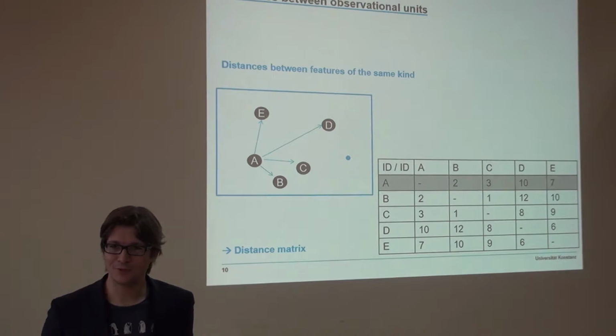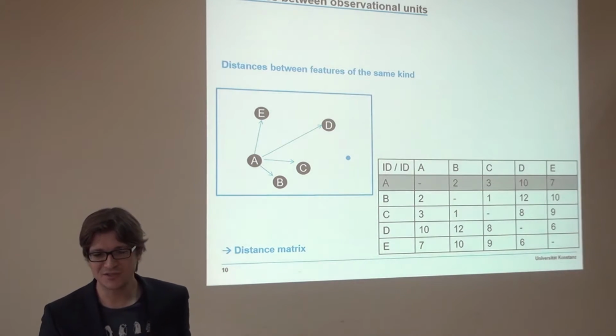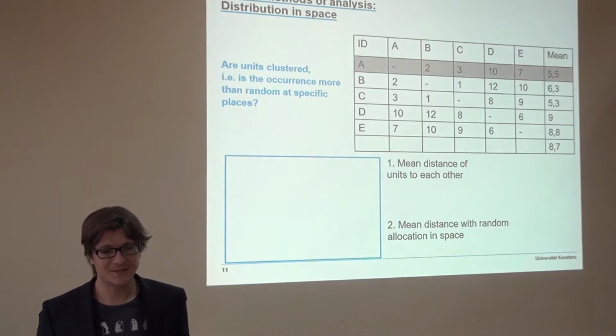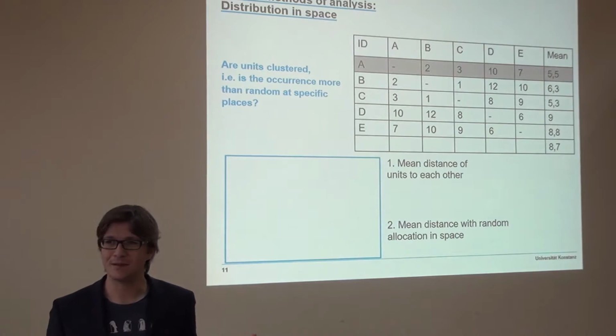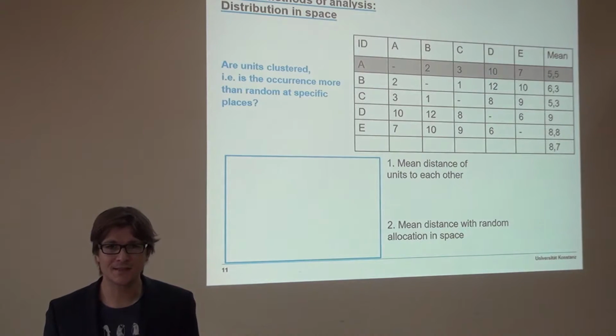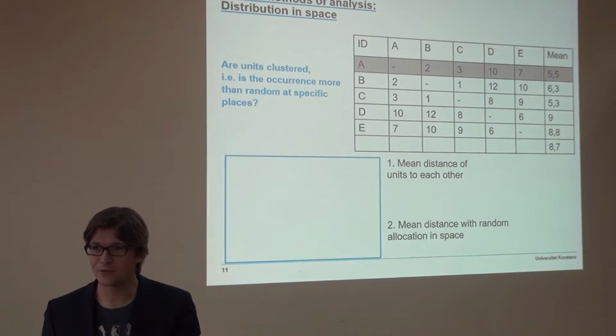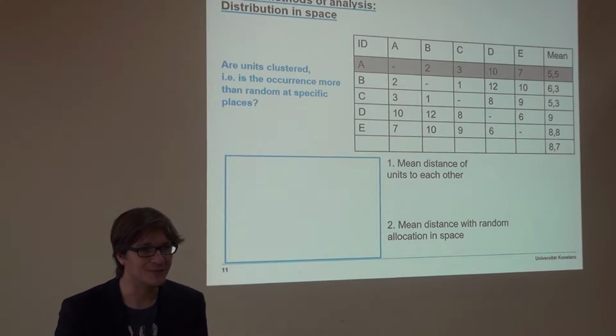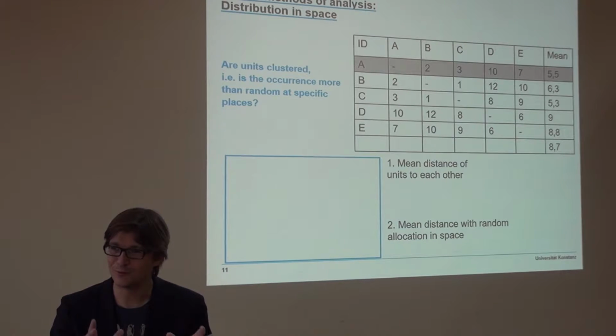I will show it to you only theoretically, because there are not so many applications in sociology, I think. But this is the analysis of distributions in space. Sometimes you could have a question that asks, well, I have some occurrences of, for example, diseases or robberies or something else, and I want to see whether this is spatially clustered, that it's more than randomly clustered in one place. For example, robberies are usually clustered in some places, and diseases as well.